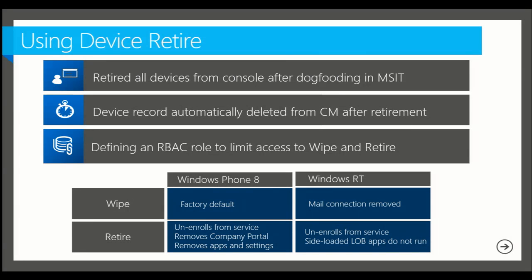And one other important point is we don't want to accidentally wipe or retire an executive phone. And I'm sure that you wouldn't want that either. So we already defined an RBAC role to restrict access on the console to only certain users. Basically, with this RBAC role, only a few users will be able to see the option of wipe and retire in the console. The rest of the admins will not be able to see that when they right-click on a device.